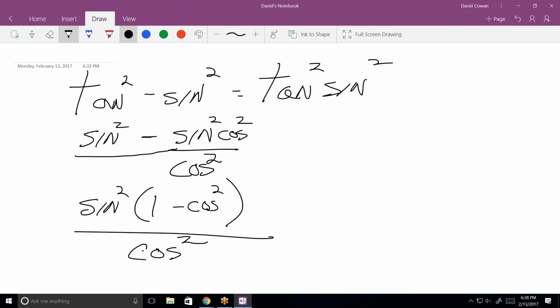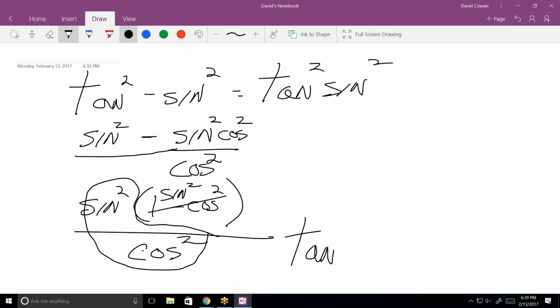1 minus cosine squared is what? Sine squared. Remember, with the Pythagorean identities, your sines and cosines go together, tangents go with secants, cotangents go with cosecants. Now I can take that sine squared over cosine squared and turn it into tan squared. And that's how I get the right side.